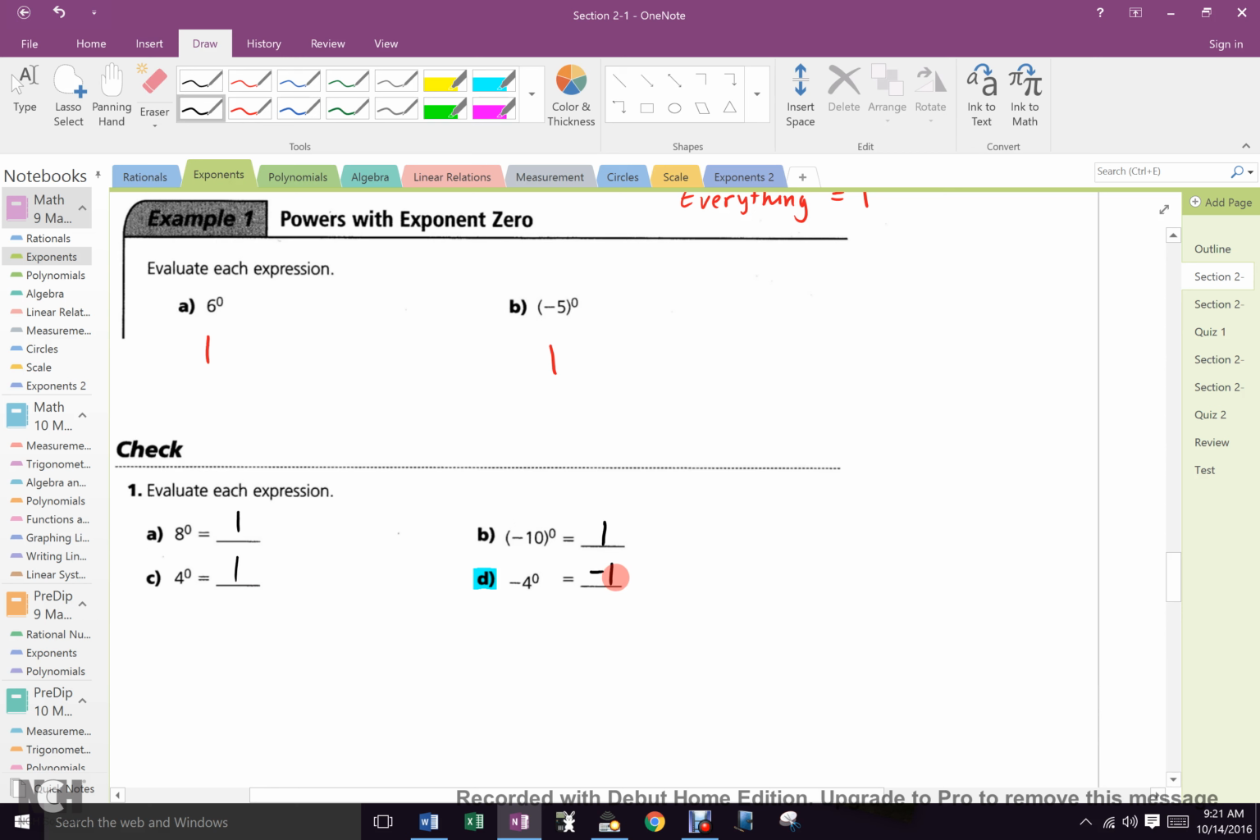Why? What's missing in D? The brackets. This is saying 4 to the 0, which we know is 1, but there's a negative out in front of it all. So that's why this is negative 1. Do you all get that? It's tricky, right?